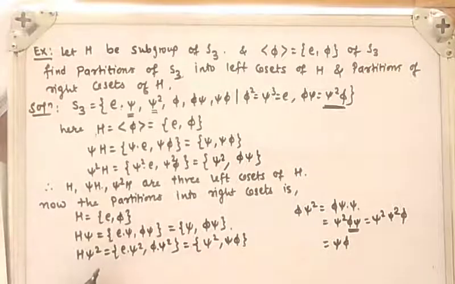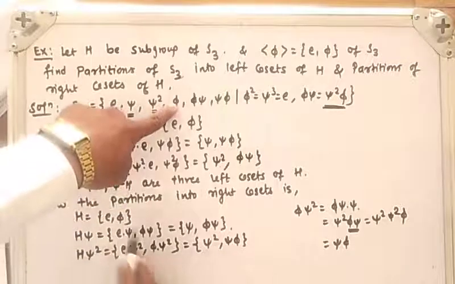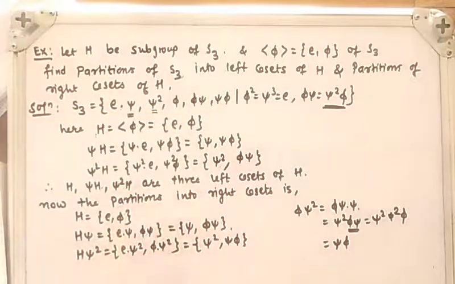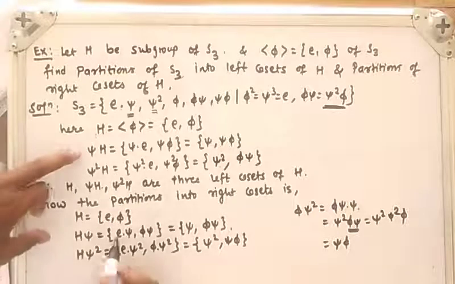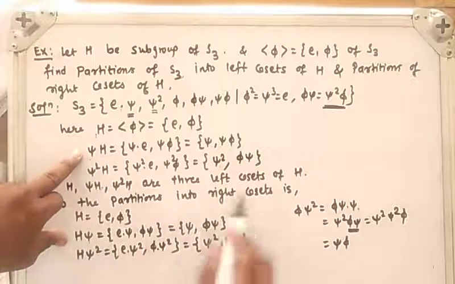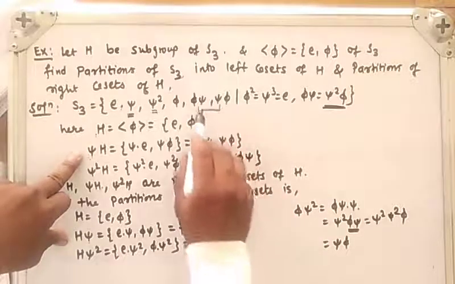And so here we get identity, psi square, next phi psi and psi phi. So this again forms the partition, means the union of these three cosets will give whole S3. So here these are the partitions. Now the partition into left cosets of H has psi H, and H psi is not the same, because here psi phi and phi psi are different elements. So both are different elements.